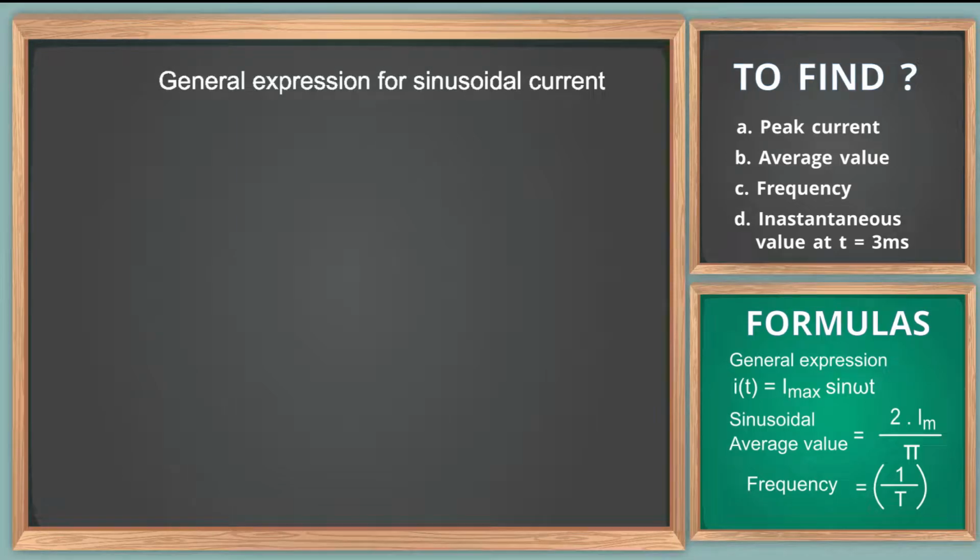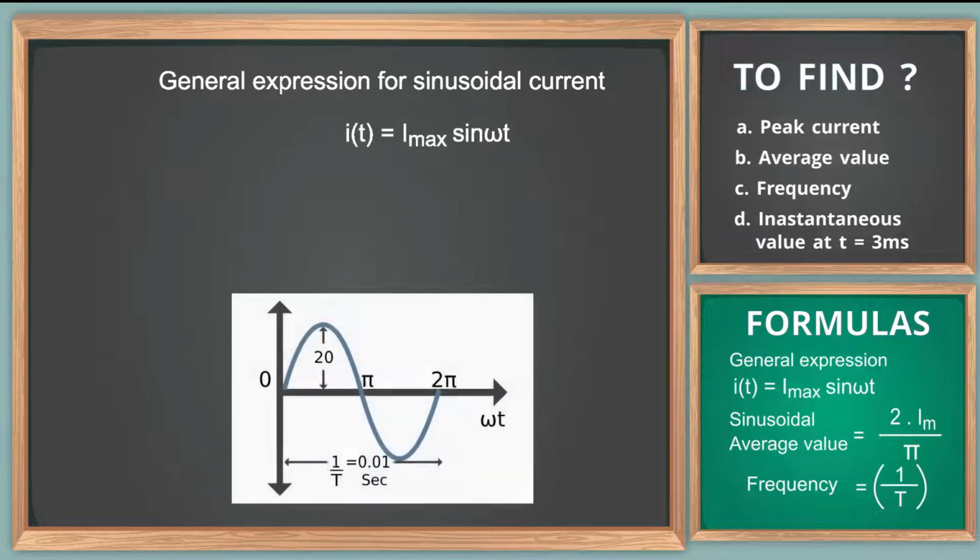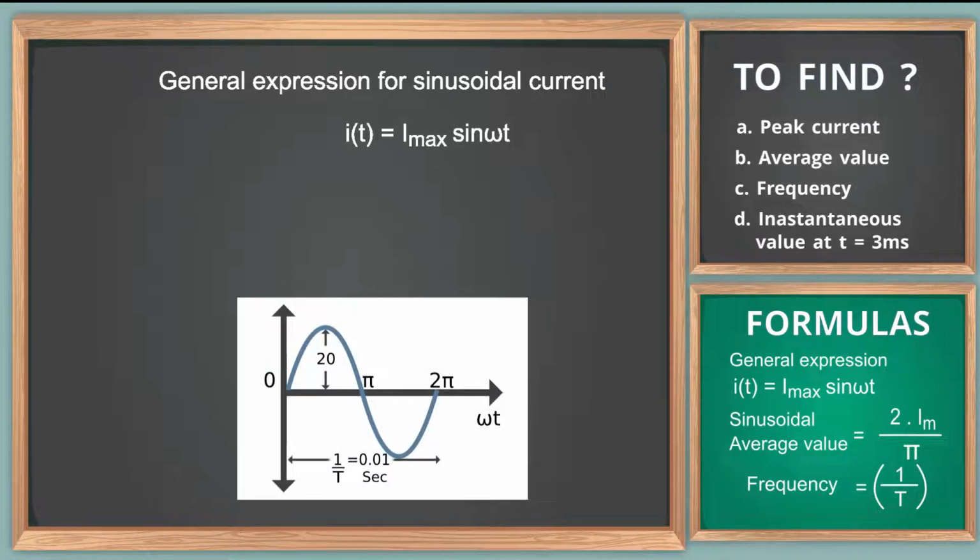The general expression for the sinusoidal current waveform is given by i(t) = I_max sin(ωt). On comparing this equation with the given waveform, we can find that the peak value of the current is 20 amperes. That is, the maximum value I_max is equal to 20 amperes.